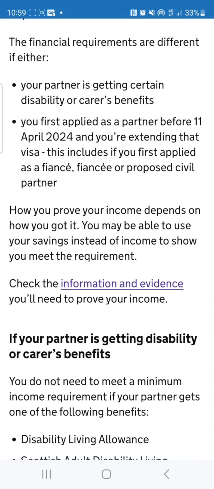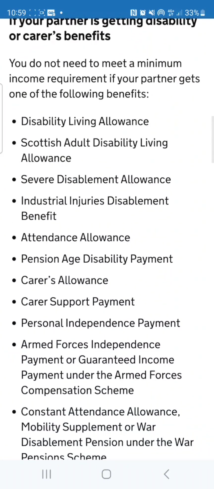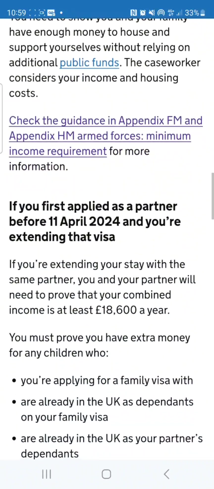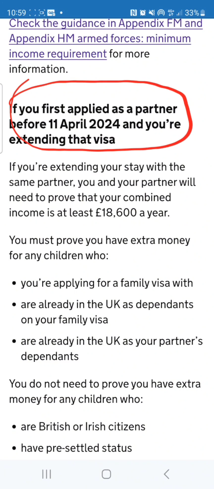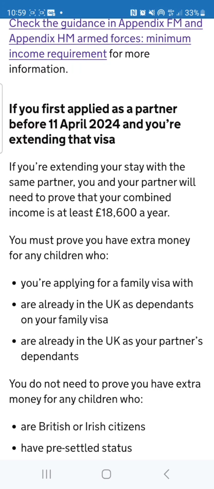If you applied before, you have the old rule. If you applied as a partner before 11th of April 2024, you stick to the previous rules, which is 18,000 something. If you first applied as a partner before 11th April 2024 and you are extending that visa, you and your partner will need to prove your combined income is at least 18,600 a year.